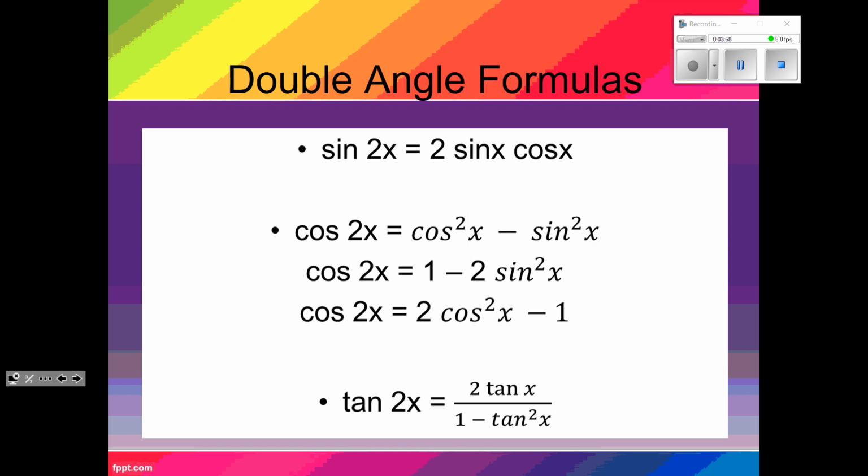Okay? The cosine of 2x, you have 3 options to use. So which one do you pick? The easiest one. And we know that all of these, if you use your Pythagorean identity, you can manipulate to make each one of these equivalent, okay? So the cosine of 2x is equal to the cosine squared x minus the sine squared x, or you could use 1 minus 2 times sine squared x, or you could use 2 cosine squared x minus 1, okay? And it's up to you which one you want to use. They all should come out to equal the same thing, okay? And then the tangent of 2x is equal to 2 times the tangent of x divided by 1 minus tangent squared x.